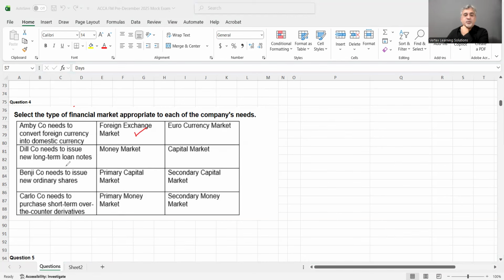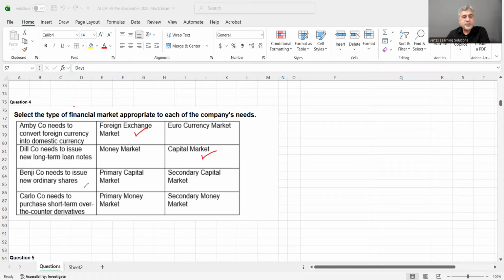Dell company needs to issue new long-term loan notes. Now, loan notes actually can be issued in the money market. But because these are long term, we are going for the capital market. If they had said that Dell company needs to issue loan notes, I would have chosen the money market. But because it said long term, I'm going for the capital market.